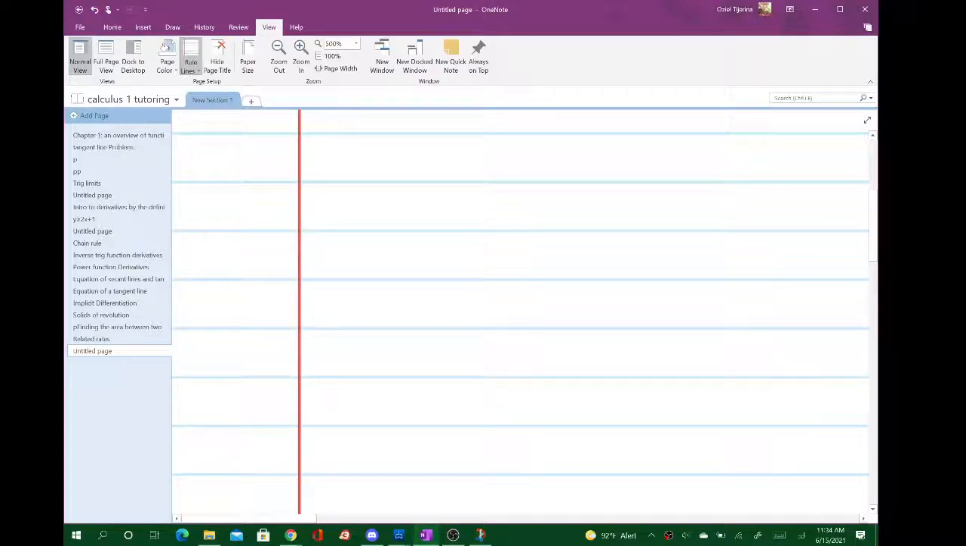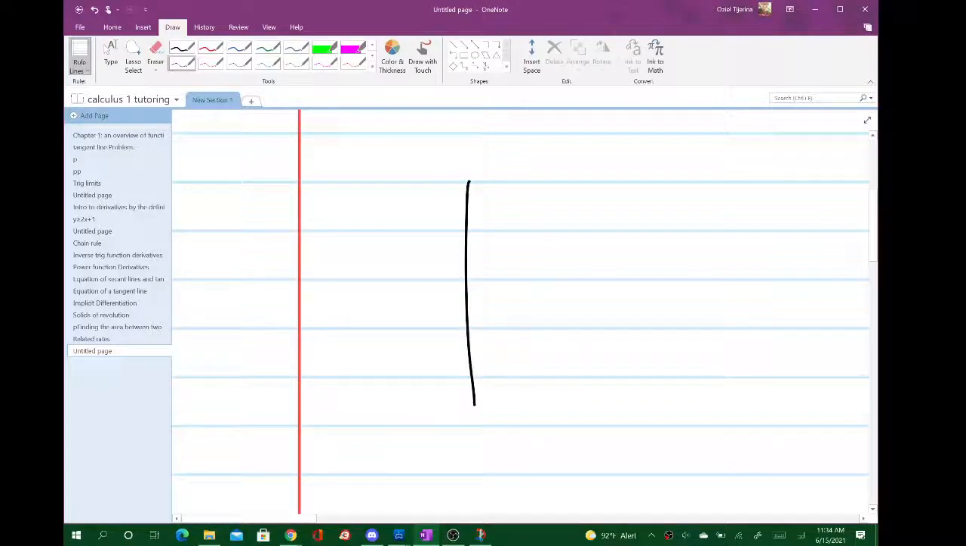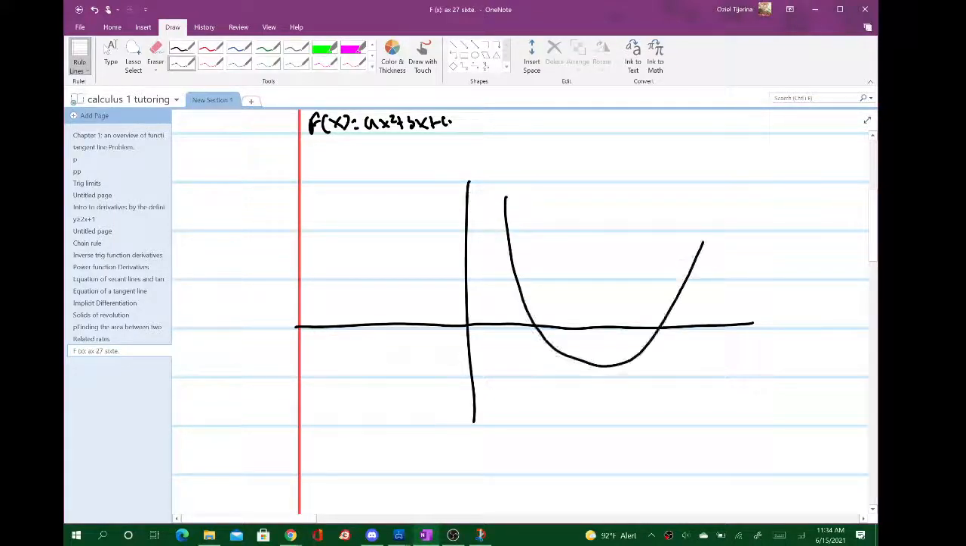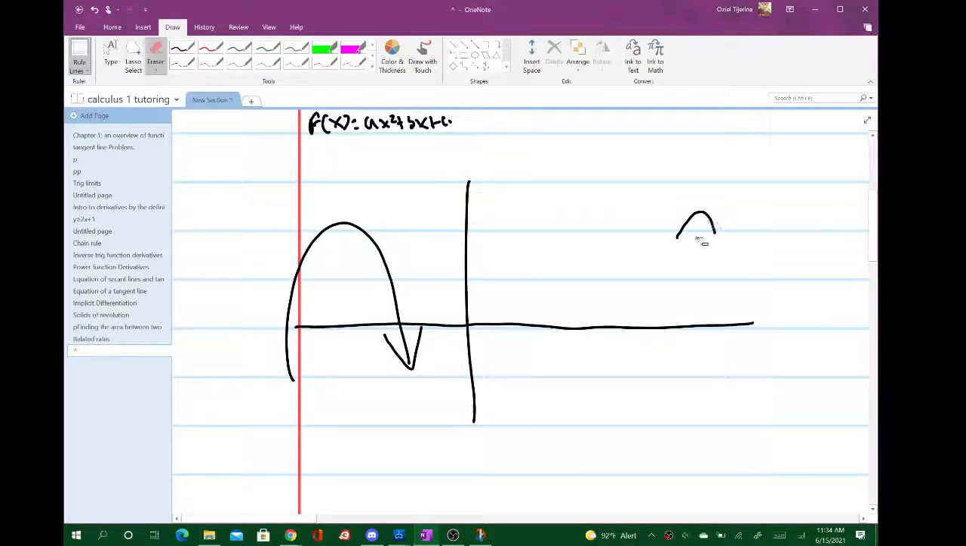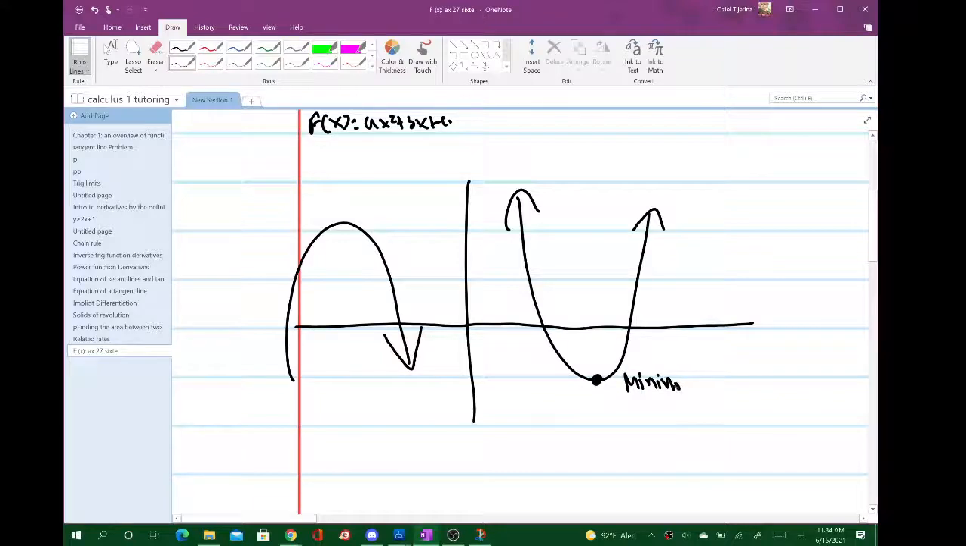Basically from algebra, or maybe college algebra, we learned how to find the minimum or maximum values of a function of the form f of x equals ax squared plus bx plus c. We did that, and I'm going to draw two parabolas. One looking like this, and this is the minimum, and this is the maximum.